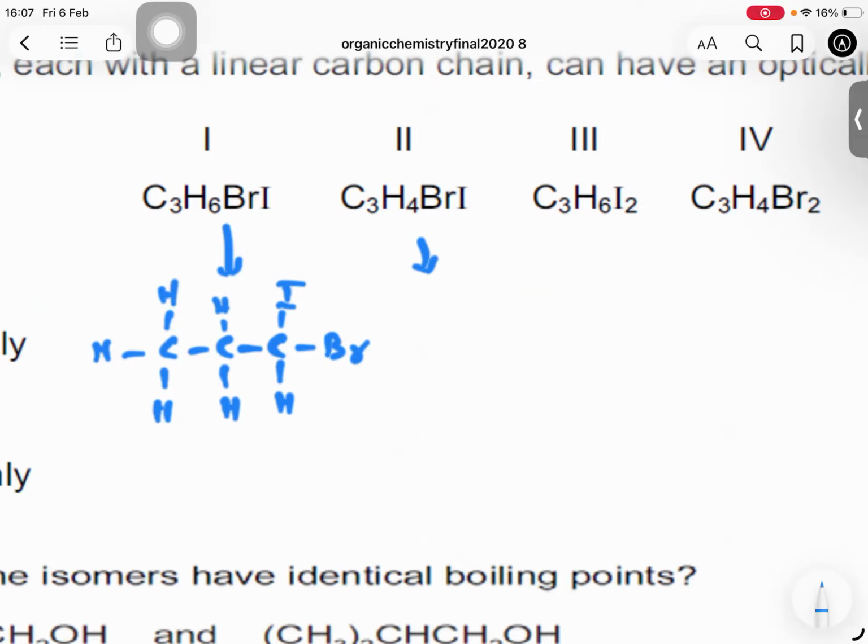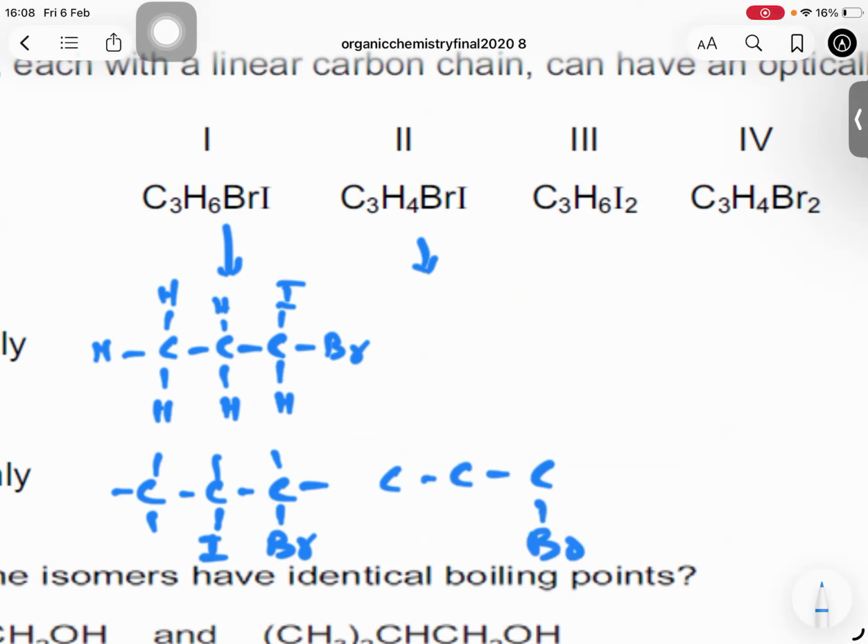By changing the position of I. So it could be this one. Is there any other possible? No chain isomerism in this, only position isomers. Can we draw a double bond? No, because this formula we have to maintain.